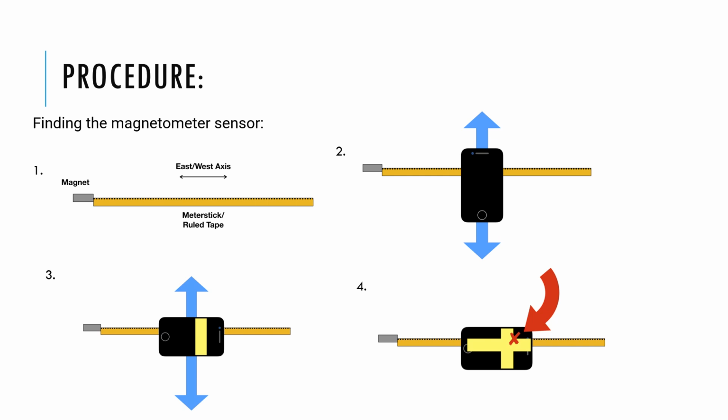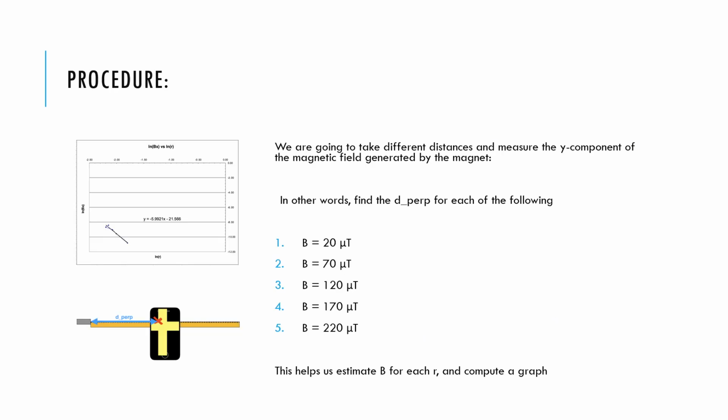The procedure for this experiment: the first thing we do is to find the magnetometer sensor within the phone. Then we are going to take different distances and measure the y component of the magnetic field generated by the magnet. In other words, we are going to find the d perpendiculars shown in the diagram below at each of the following magnetic fields equal to 20, 70, 120, 170 and 220 microteslas. This helps us estimate magnetic field for each of the distance r and then generate a graph.